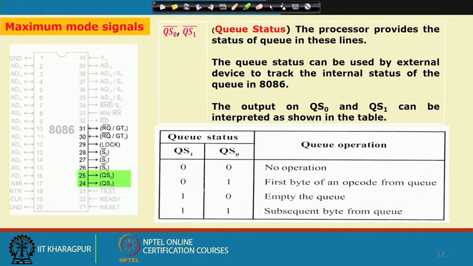If it is 00, no operation is being done on the Q. If it is 01, the first byte of an opcode from the Q has been taken. 10, the Q is empty, and 11, it is a subsequent byte from the Q. These are the various Q operations that are taking place. The processor gives this indication to the outside, so the external device can track the internal status of the 8086 Q by means of these lines.